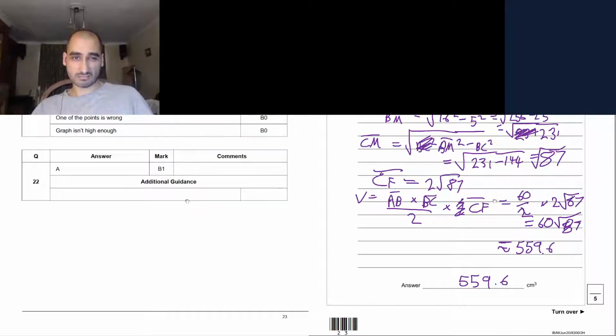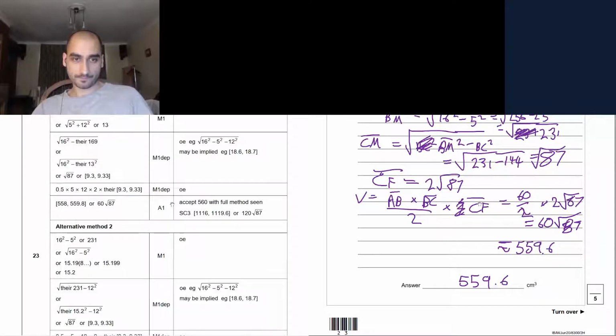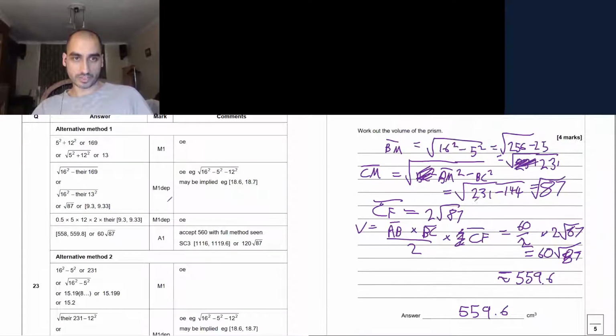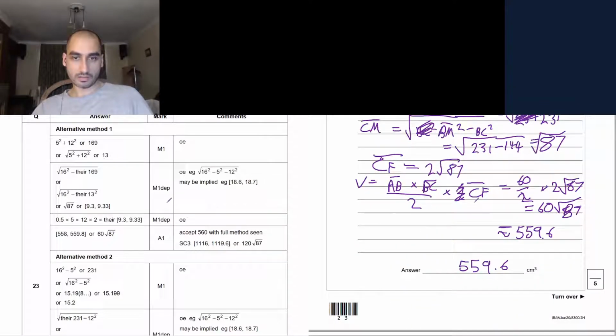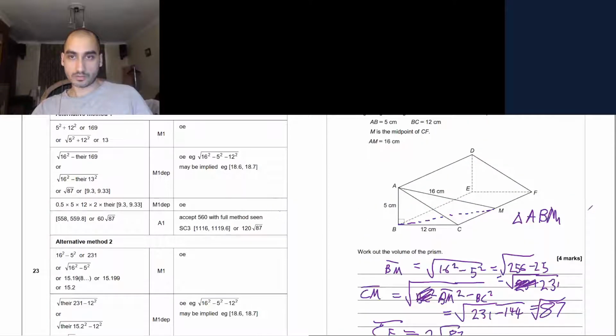559.6 looks... The number looks a bit weird, but... What question is this? 23. 559.6. Oh, just within the boundaries, yeah. 60 root 87. That's exactly what I put, isn't it? Yeah, so we're good. Nice, 4 marks there.